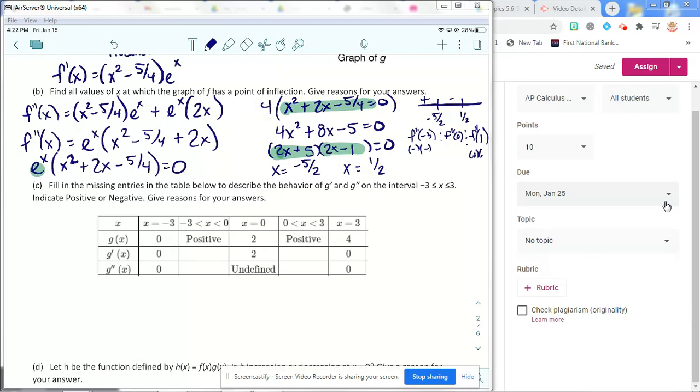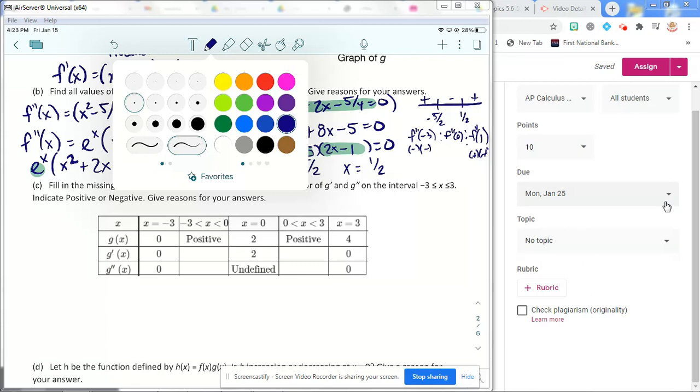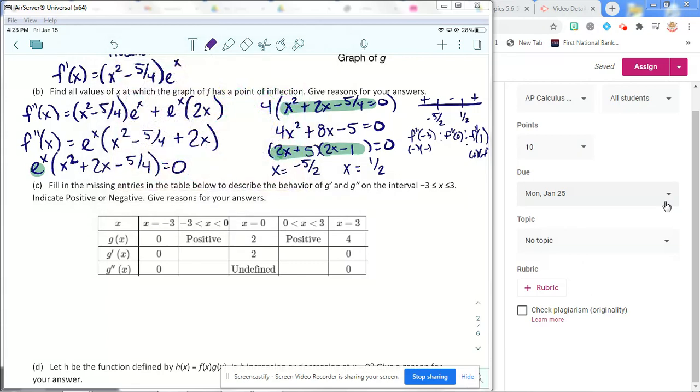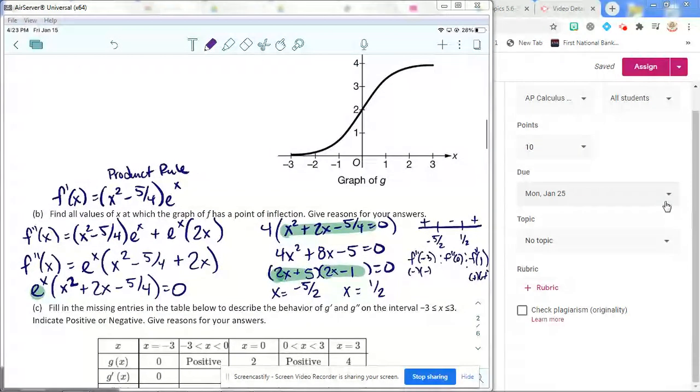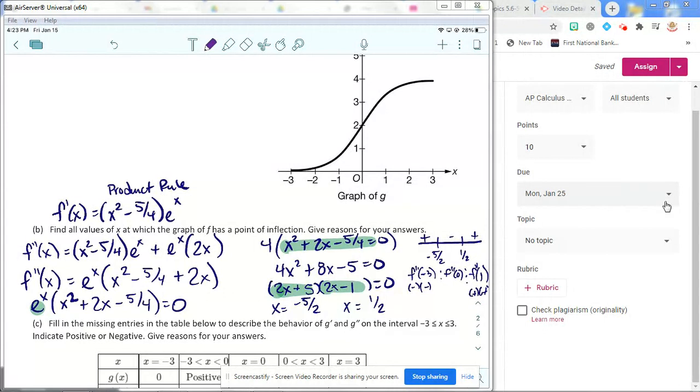Oh, hold on. Positive times a positive, so that's positive. And I haven't left myself room to do the reasons. All right, so I'm going to write it up here. Hopefully you guys have room.